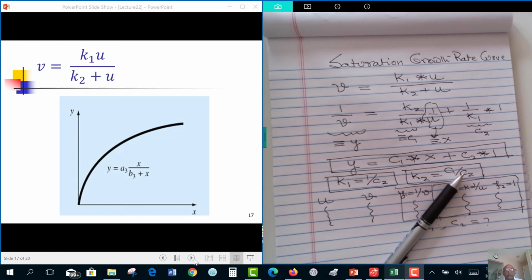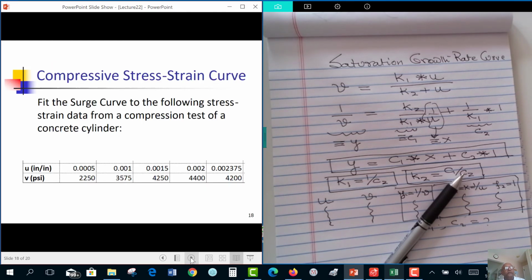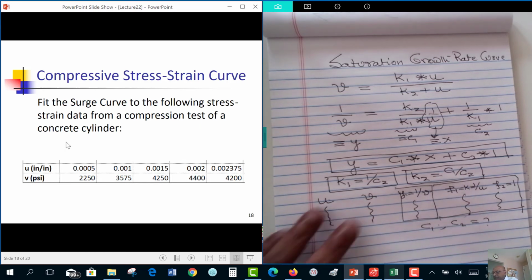Okay, let's do an example. So we want to fit the surge curve to the following stress strain data from compression test of a concrete cylinder.